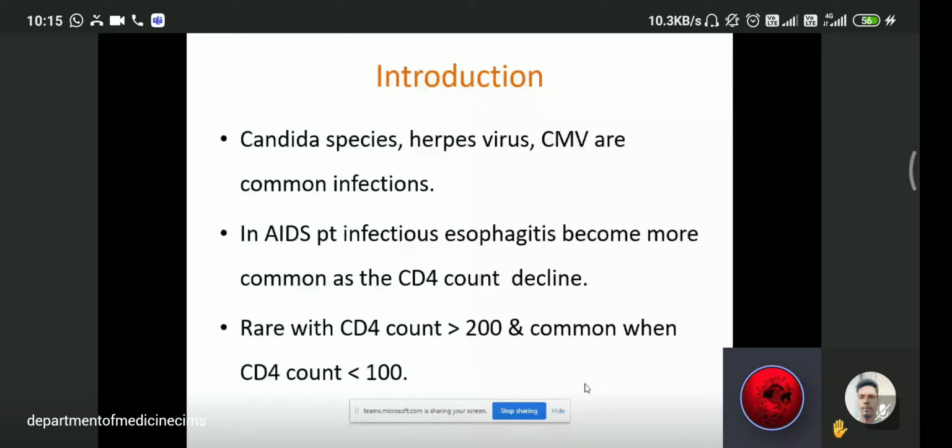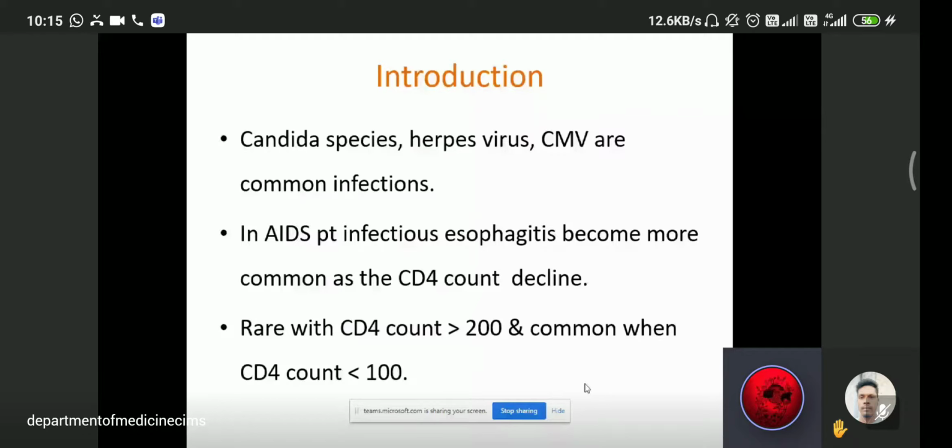In a patient with AIDS, it particularly depends on the CD4 count. A decline in CD4 count will lead to the development of infectious esophagitis. A CD4 count of more than 200 is rare, and the more common is a CD4 count of less than 100. That is, in a patient with AIDS who develops infectious esophagitis like Candida, we can assess that the CD4 count has declined.